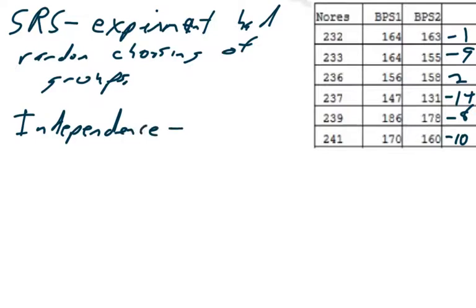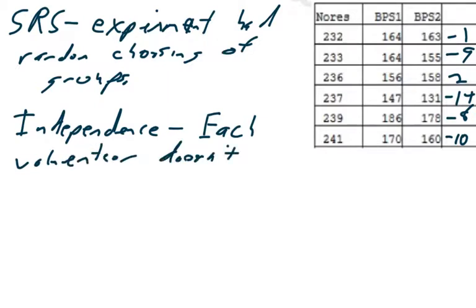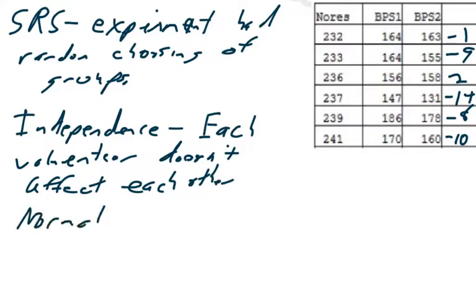Independence. Well, normally we'd do the 6 times 60, but since they were volunteers, each volunteer does not affect each other. And for normality, it was stated that we think that it was approximately normal.